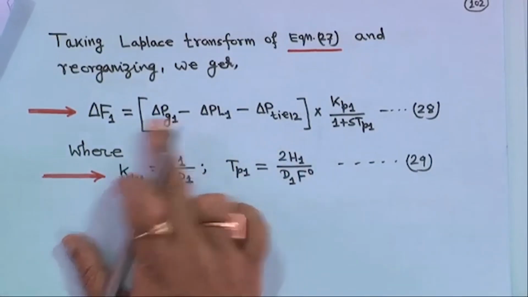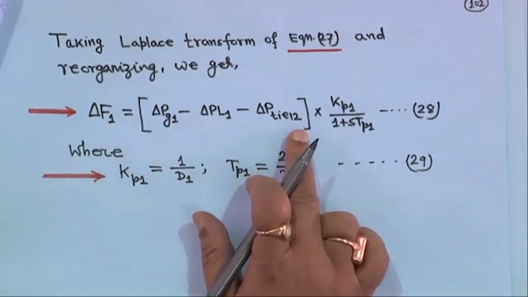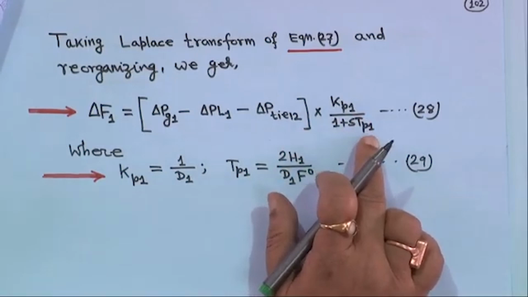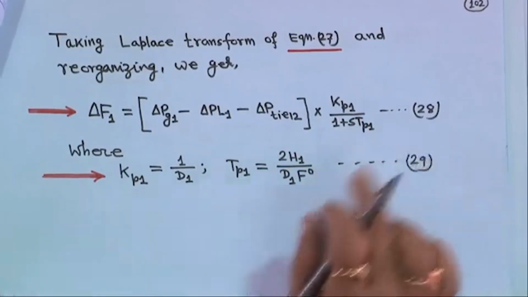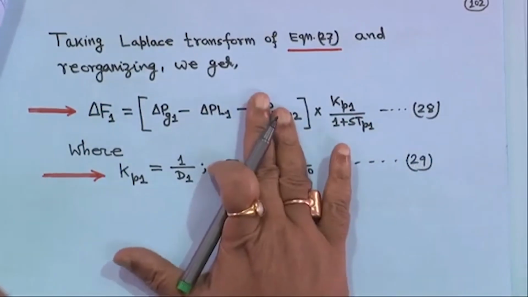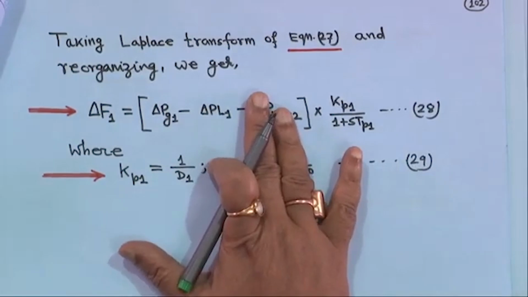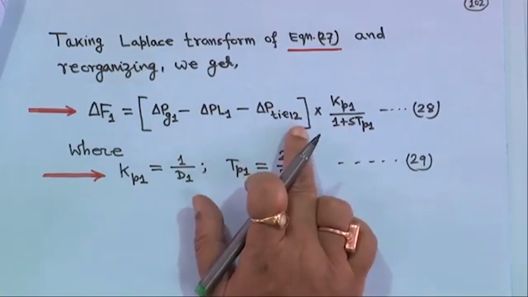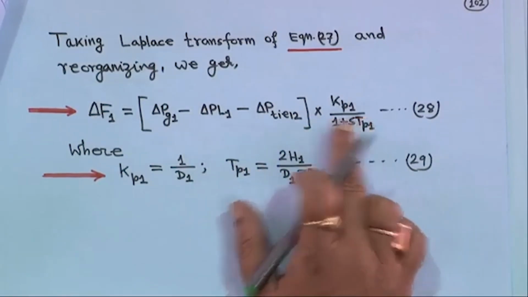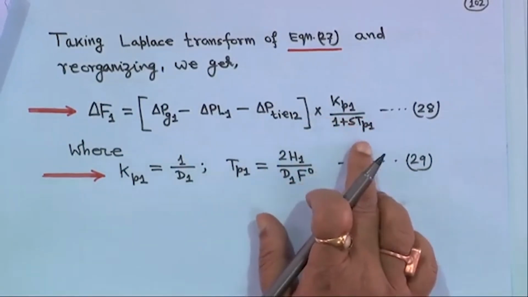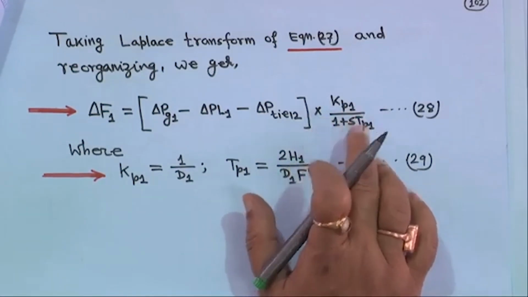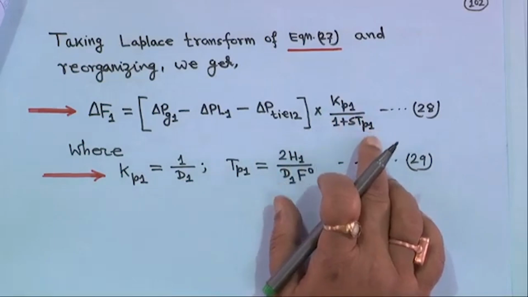into Kp1 upon 1 plus S Tp1. This is equation 28. Actually, for the isolated system delta P ti was not there, the rest was the same. Here also delta P ti is there, that is why minus delta P ti 1 2 into the same thing. Earlier for the isolated case it was Kp upon 1 plus S Tp, now it is for area 1, that is why it is Kp1 upon 1 plus S Tp1.